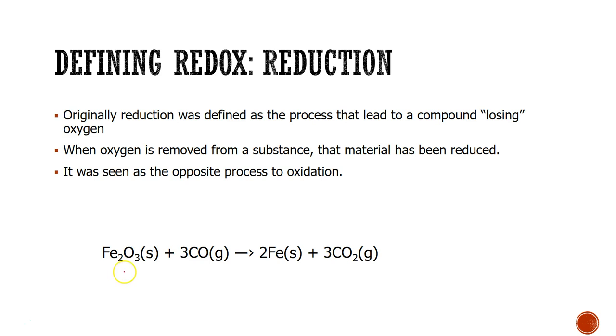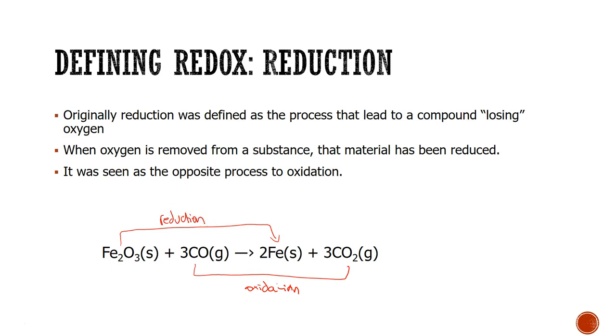And if we look at this, which is a hematite ore, the formula here, iron oxide, reacting with carbon monoxide gas to form iron solid and carbon dioxide gas, we can see that this carbon monoxide going to carbon dioxide would be considered oxidation because its amount of oxygen has increased. But the Fe2O3, well, the amount of oxygen has decreased, so that is called reduction.